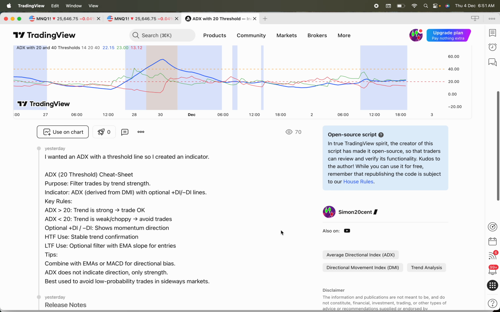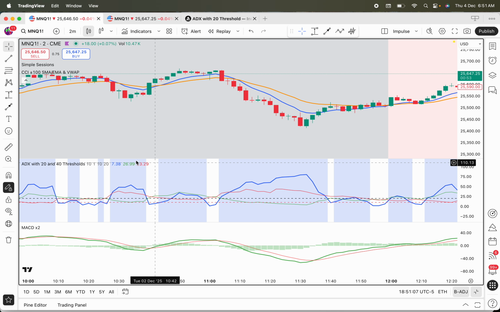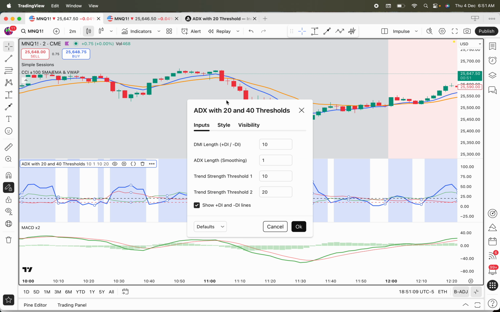And this is me here. I've got quite a few indicators now on Tradingview. So let's have a look at this, the settings for this 2-minute scalping strategy.